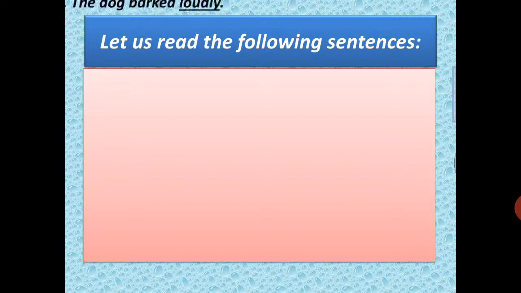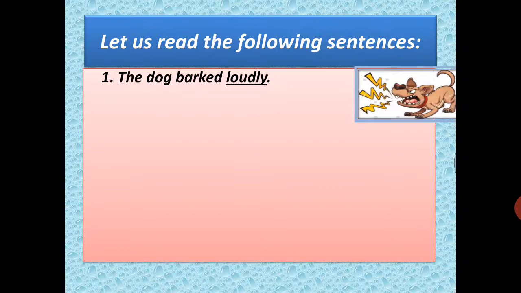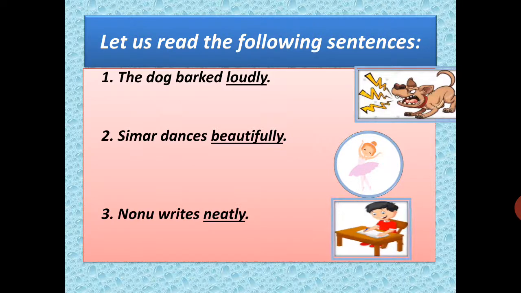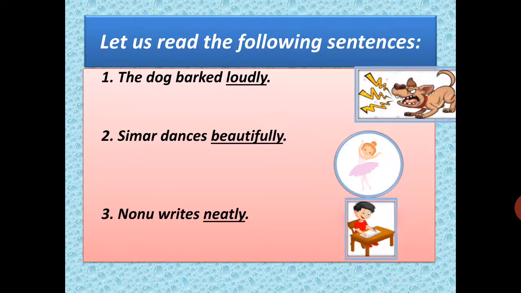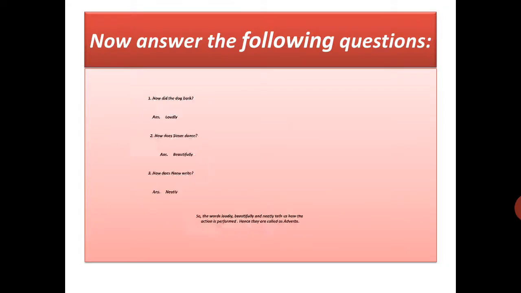Okay. So now let us read the following sentences. The dog barked loudly. How the dog barked? Loudly. Now let us read the second sentence. Simmer dances beautifully. कैसे डांस कर रही है? Beautifully. Nonu writes neatly. Wow. Let's see how he writes. He writes neatly. So, in all the three sentences, there are some questions that come to our mind.